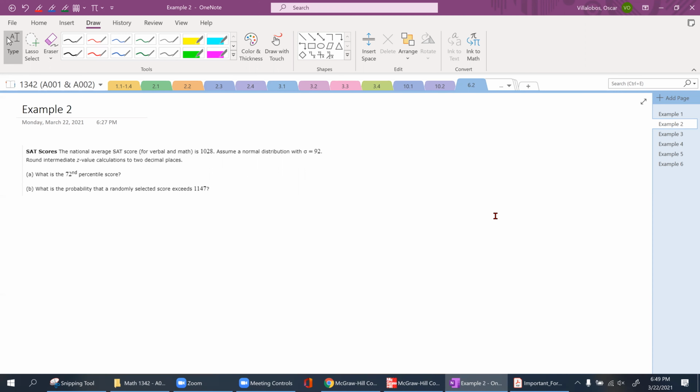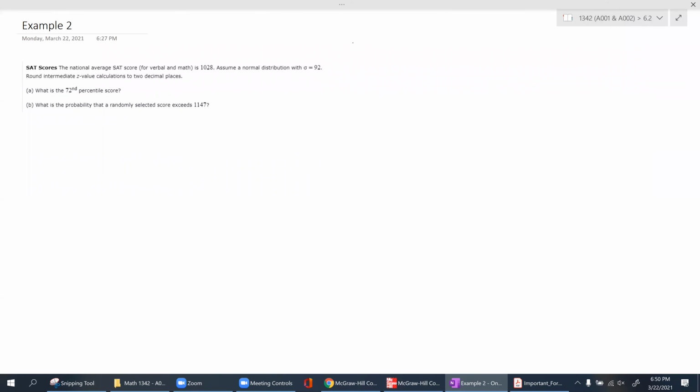All right. So let's go ahead and move on to section 1.2, problem 1.2. Example 2 states SAT scores. The national average SAT score for verbal and math is 1028, so let's write that out. This is my average that's given to me. Assuming a normal distribution with sigma equals 92, round the intermediate z value to 2 decimal places.